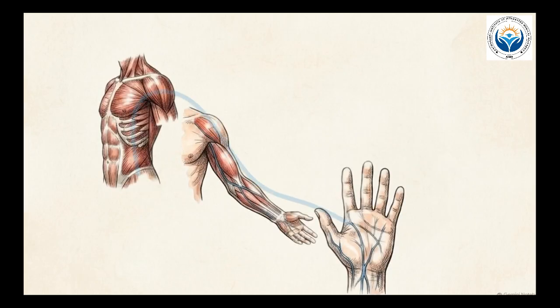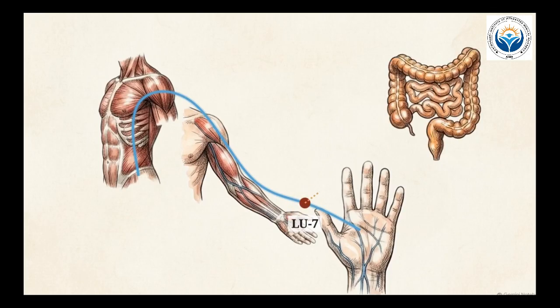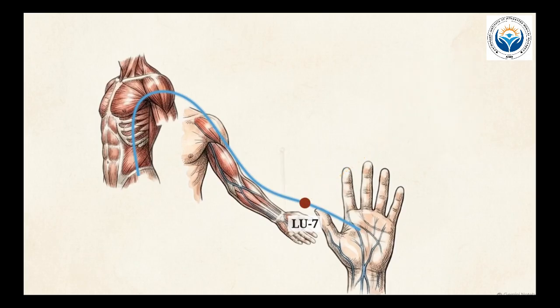Look at the lung channel. The flow originates in the middle burner, travels to the chest, and runs distally down the arm to the thumb. LU-7 sits here at the wrist. It's a luo-connecting point, creating a direct branch to the large intestine channel, providing the energy required for defecation.